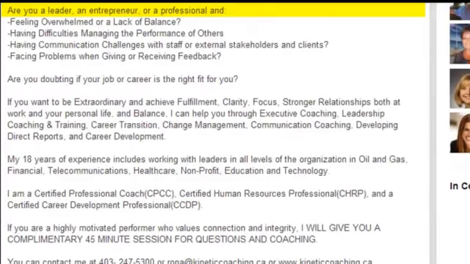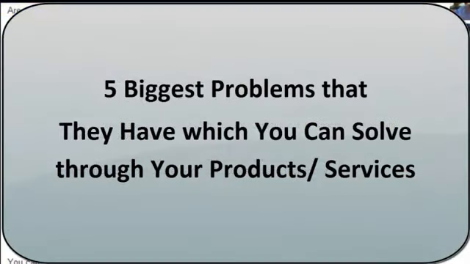So you can see that for my client, it says, are you a leader, or an entrepreneur, or a professional? And this really helps people qualify themselves for figuring out if they should connect with you, and if you are the business to provide them the services. Now, let's go back here. So the next thing is the 5 biggest problems that they have, which you can help solve through your products or services. Alright, so let's see.